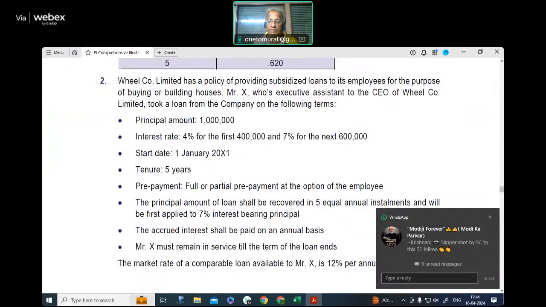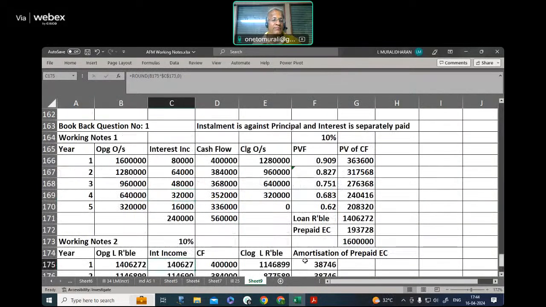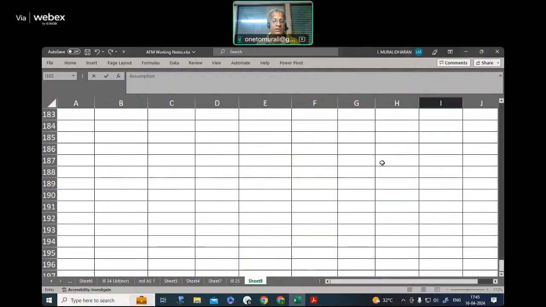Now let us take up the second question. Wheel Company Limited has a policy of providing subsidized loan to its employees. See, one thing which I have forgotten to tell you is that installment is against principal and interest is separately paid. So this is one assumption. So this is what one will normally be assuming.